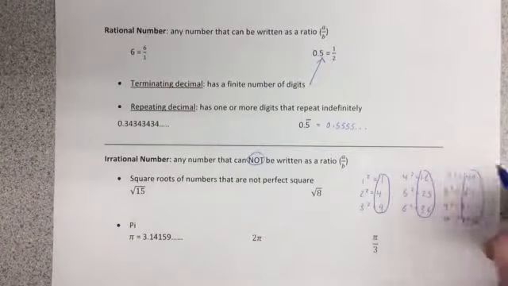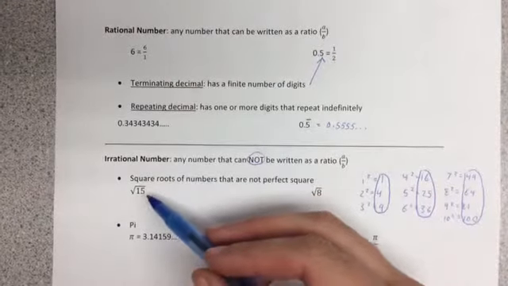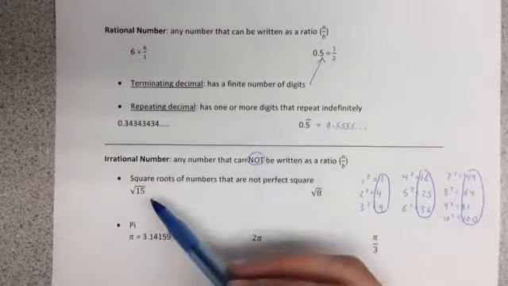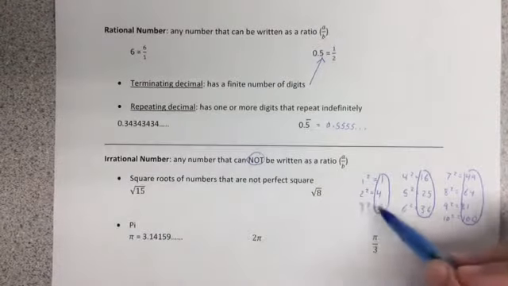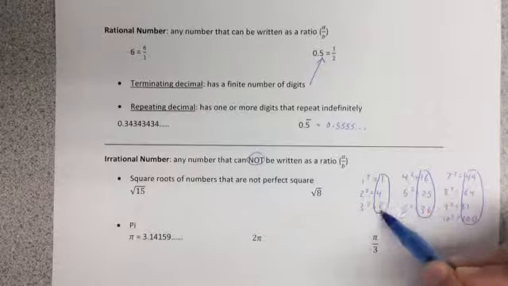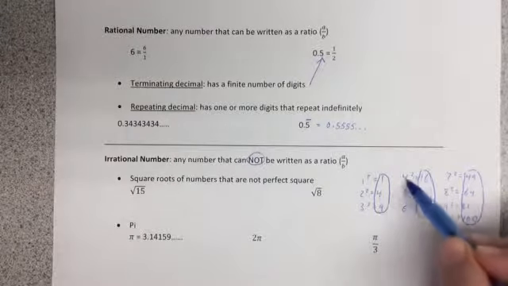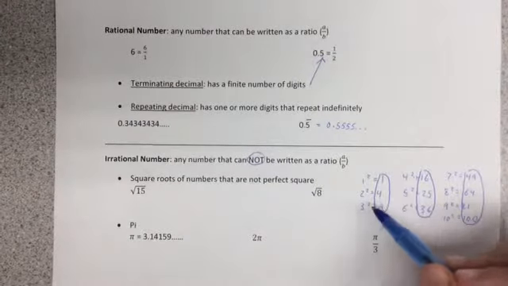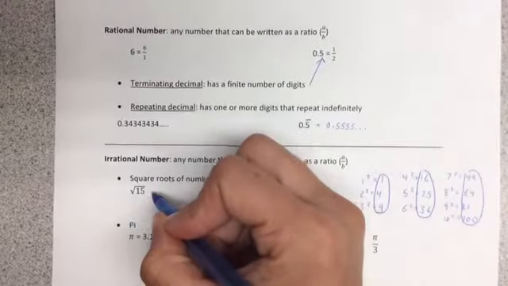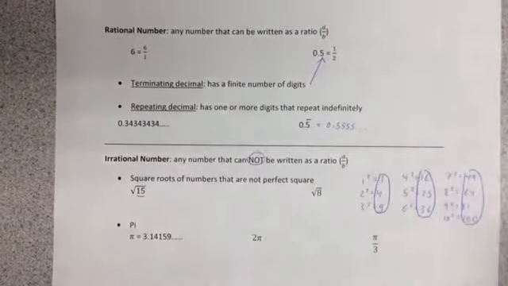If it's not one of these numbers, these are your perfect squares. If one of those numbers is not under your square root, then it's not a perfect square and it's going to be irrational. So the square root of 15, that's going to be somewhere between these two numbers. It's between 9 and 16, so it's somewhere between 3 and 4. It's going to be 3 point something. But this is going to be an irrational number because that's not a perfect square.